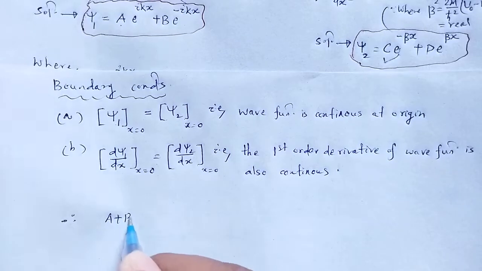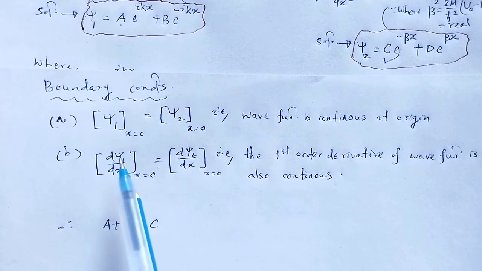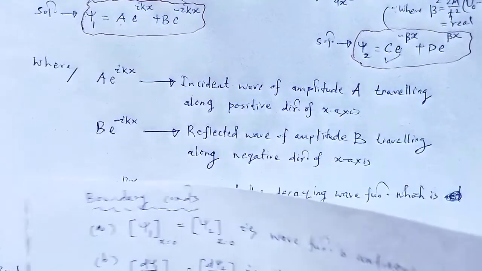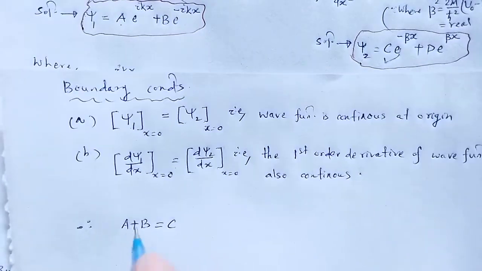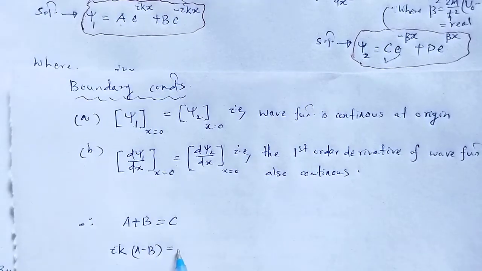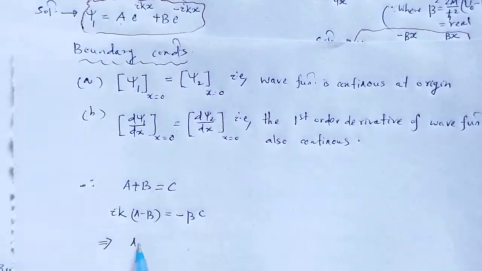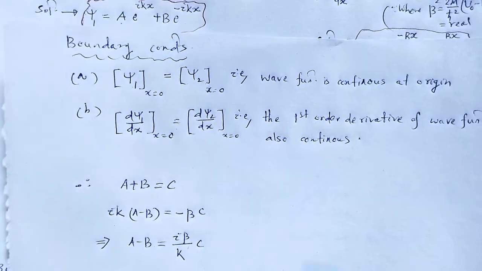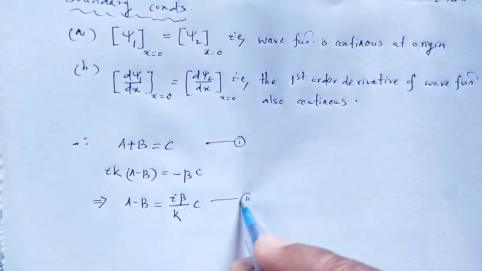Therefore, a plus b is equal to c. Again, using the second boundary condition, d psi 1 by dx at x equal to 0 is the same as d psi 2 by dx at x equal to 0. When we differentiate, first order differentiation, and we equate, we get ik(a minus b) is equal to minus beta c, which implies a minus b is equal to i beta divided by k into c. Here a plus b is equal to c, here a minus b is equal to i beta by k c.